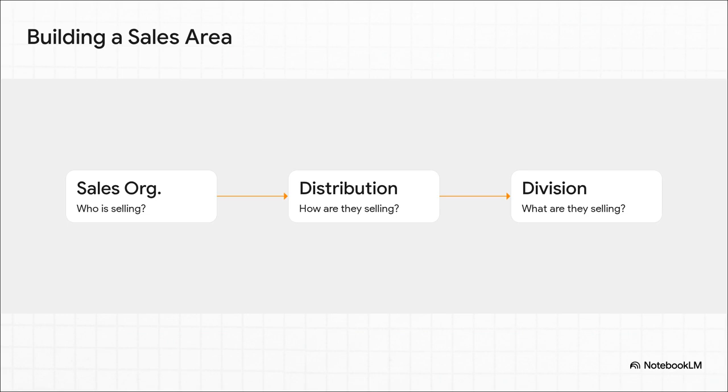And this is absolutely non-negotiable. To process even one order, the system needs to know 3 things. First up, who is selling? That's your sales organization. Next, how are they selling? Is it retail, wholesale, online? That's your distribution channel. And last but not least, what are they selling? Is it electronics? Is it clothing? That's your division. You need all 3 of those pieces just to open the door.